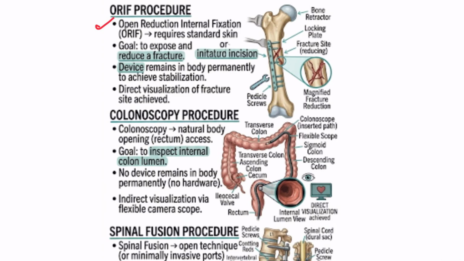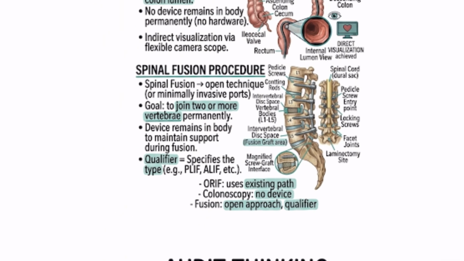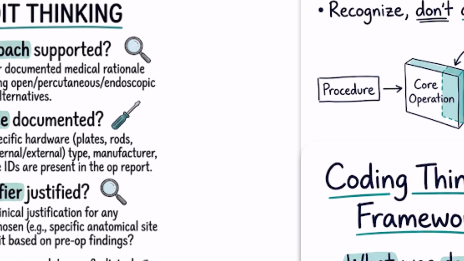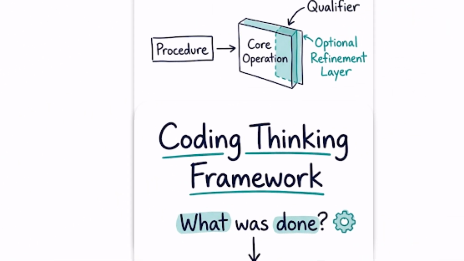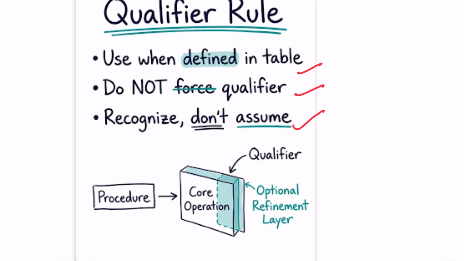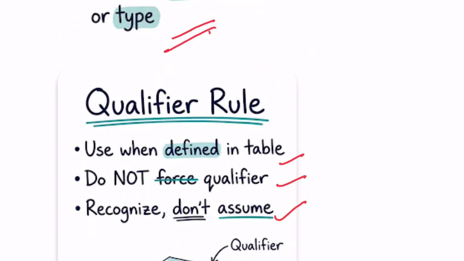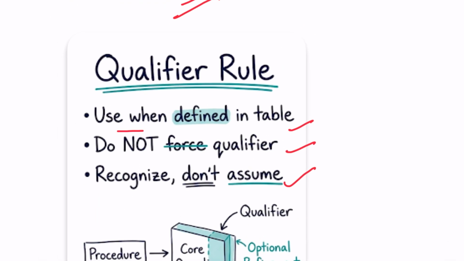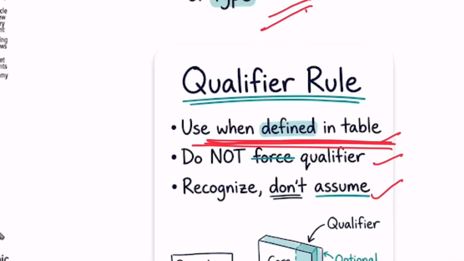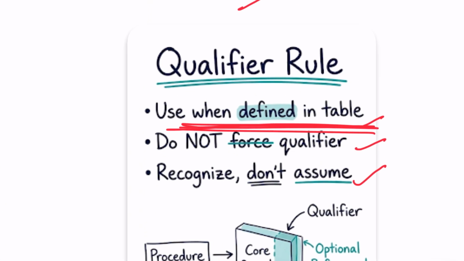So, this is where you look at the table. What I want you to take away from this is that it's not a list of definitions. It is a way of thinking. Coding is not about memorizing terms or the guidelines. It's always about understanding what is happening and translating it into a structured system.